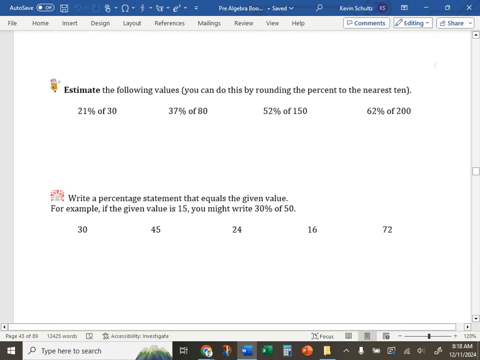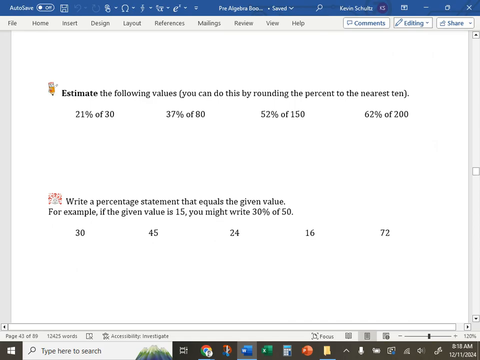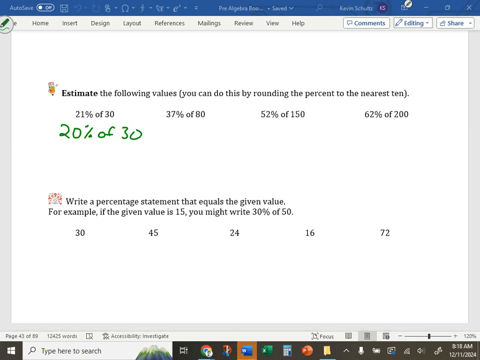Then estimate the following values. 21% of 30. 21% is kind of an awkward percentage, but what's it super duper close to? 20%. And if we think about this as 20% of 30, we can do that mentally. What's 20% of 30? 6. 2 times 3 gives us 6, right?